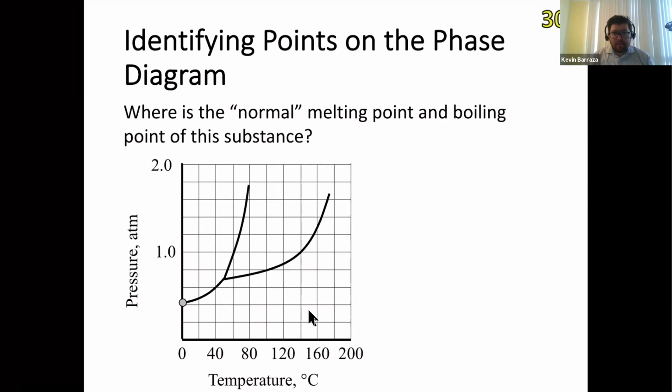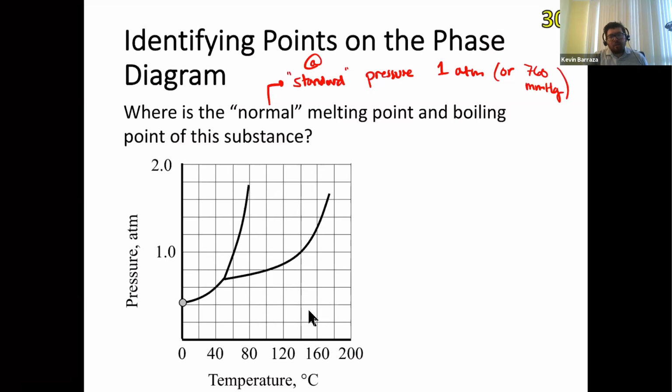Other key points on this diagram. We can always identify the normal melting point and boiling point of a substance from a phase diagram. What do we mean by normal? It means the same thing as it did before, as standard. And specifically, I should say at standard pressure, which, if we recall, is 1 atmosphere or 760 millimeters of mercury, since that's the conversion factor.